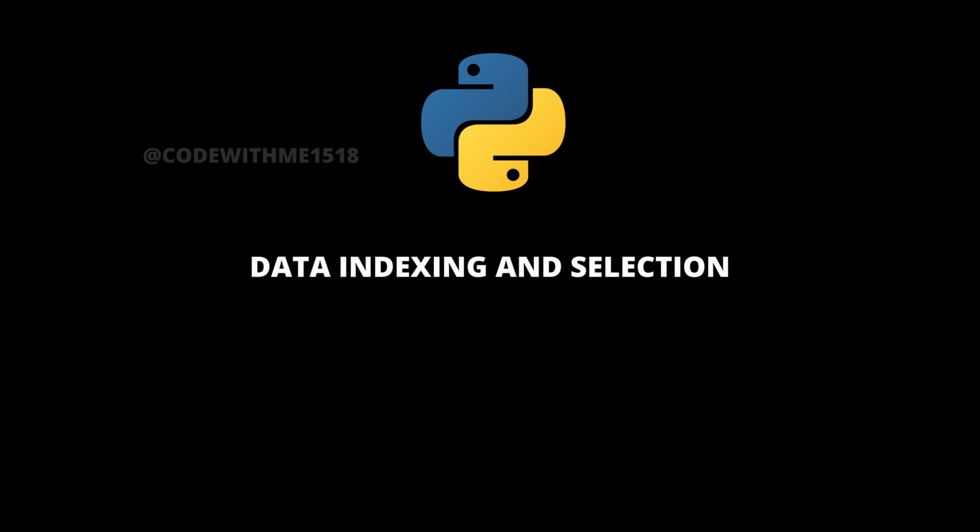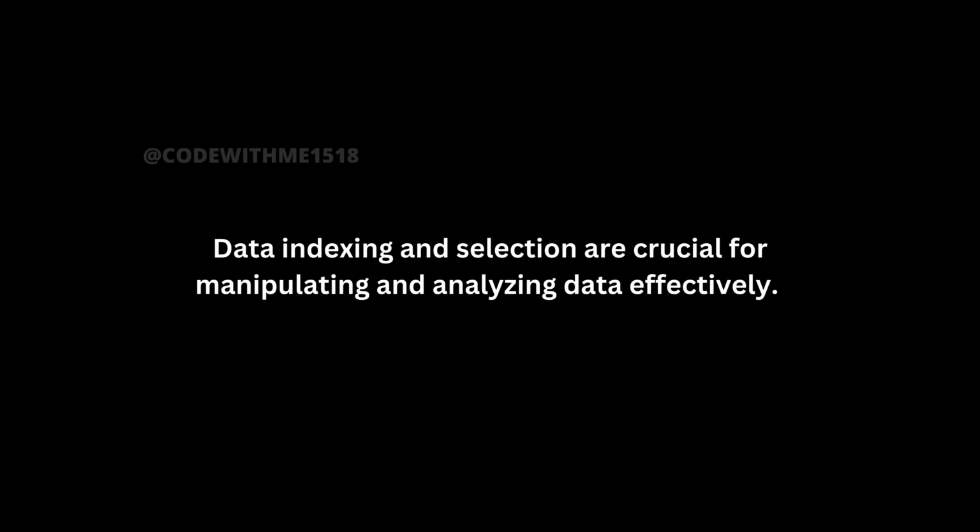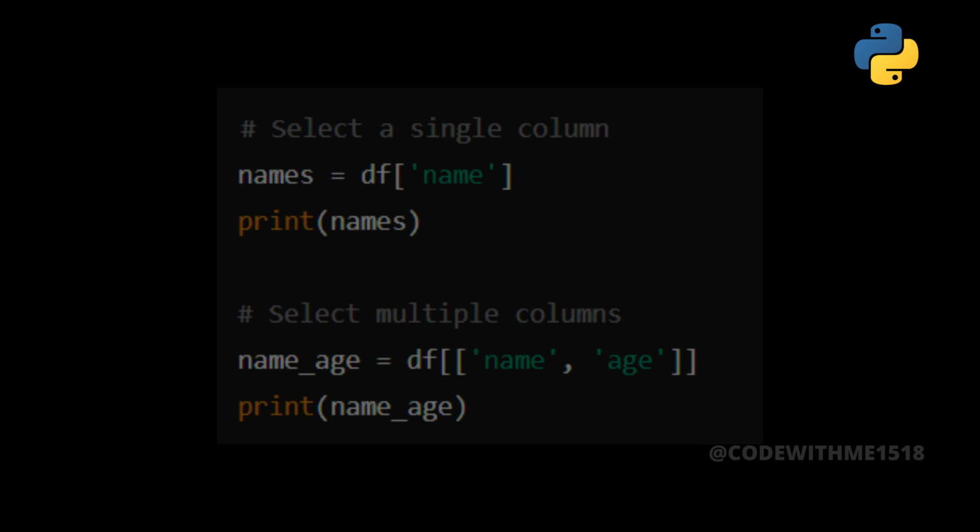Data indexing and selection are crucial for manipulating and analyzing data effectively. Let's explore how to select specific rows and columns in a data frame. You can select columns by their names.